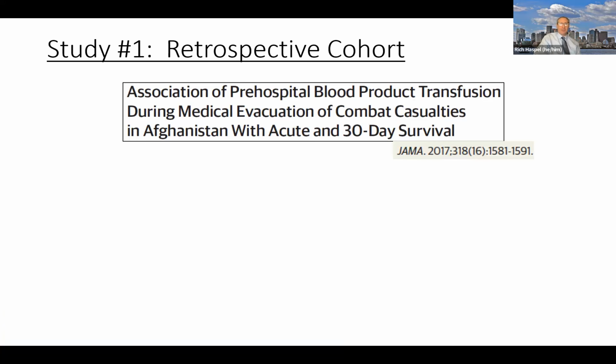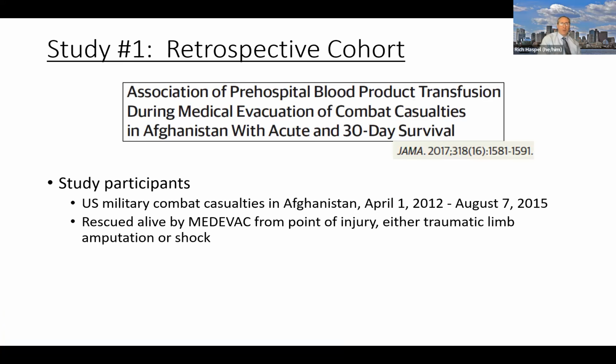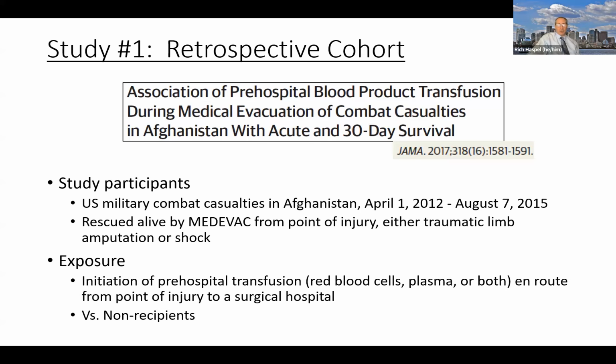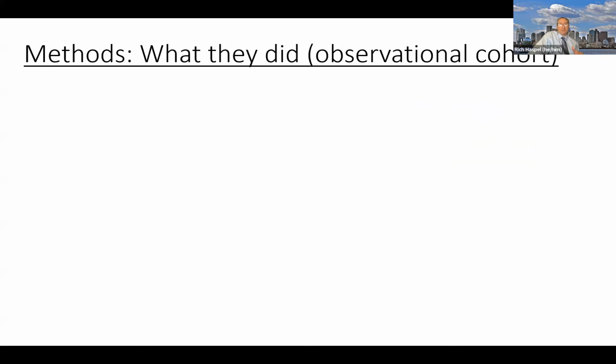Okay, so this was a military study, a retrospective cohort where they looked at US military combat casualties during a defined period of time. They were all rescued alive from the point of injury, and they had either traumatic limb amputation or shock. The exposure was initiation of pre-hospital transfusion, red cells, plasma, or both, en route from point of injury to a surgical hospital. And they looked at those who received the pre-hospital transfusion and those who didn't.